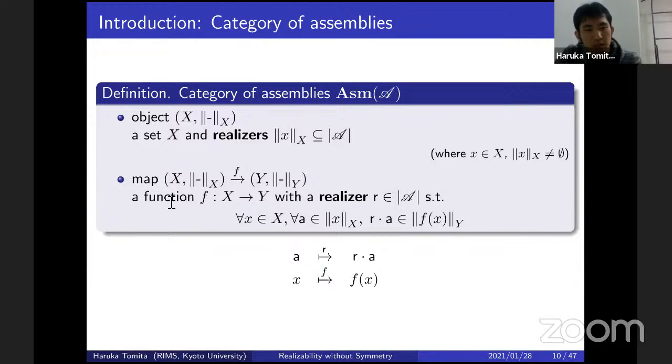Okay, I saw an answer from one organizer. He explained that f is a morphism if there exists an R that works for all X and A. Okay, perfect. Thank you to the CSL organizer who answered. Thank you very much.